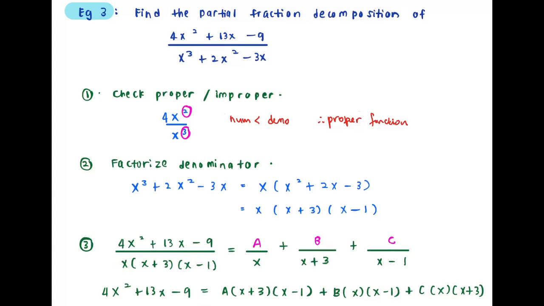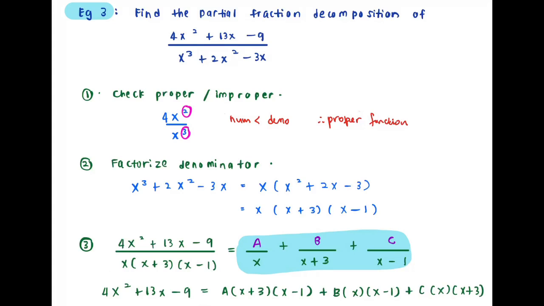This is linear, so it's just over x. This is another linear, plus over x plus 3, and then plus another linear, x minus 1. So there is just a single constant up here in the numerator: A, B, C. Now let's solve this. We want to find our A, B, C, and later on we want to fill in this equation here because this is our answer.